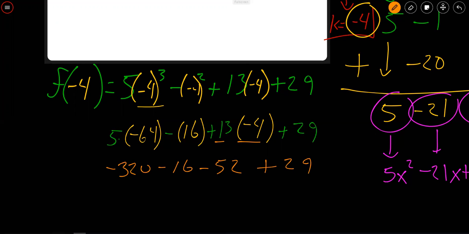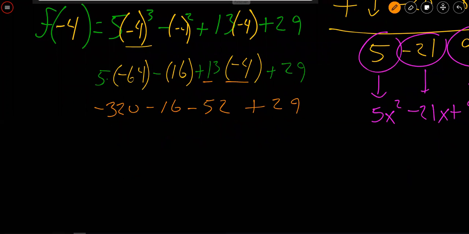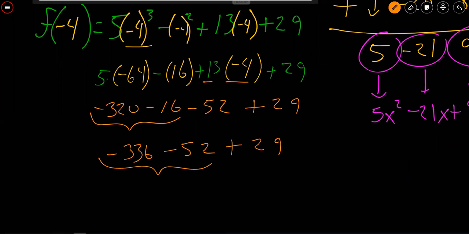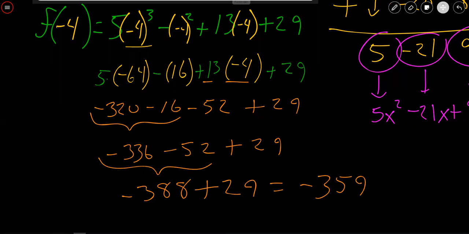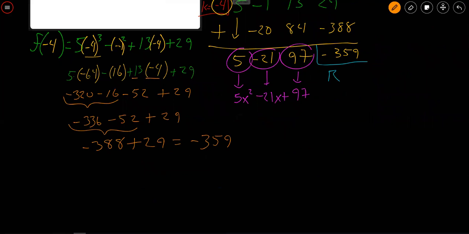So this now just becomes a series of combining like terms. -320 minus 16 is -336. Then -336 minus 52 is -388, plus 29. Put those together, I get -359. So as you can see, sure enough, when I plug -4 into that function, I got -359, which is the same value as my remainder.